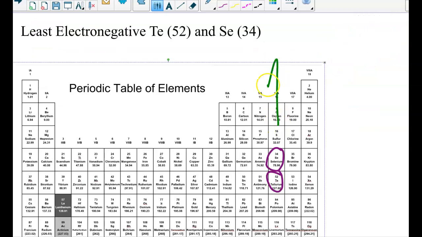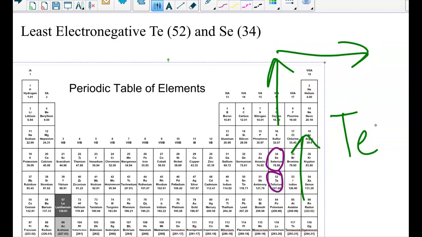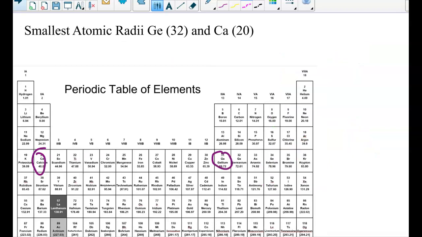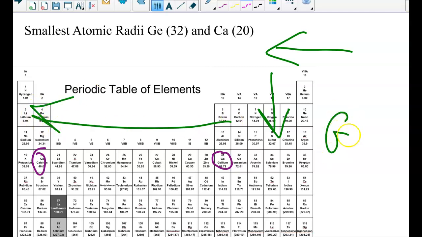Least electronegativity, or least electronegative, we know it increases this way and this way. So the least electronegative would be Te, as it's lower on the group or family. Smallest atomic radius, we're going to go from right to left and from top to bottom. So smallest would be Ga.